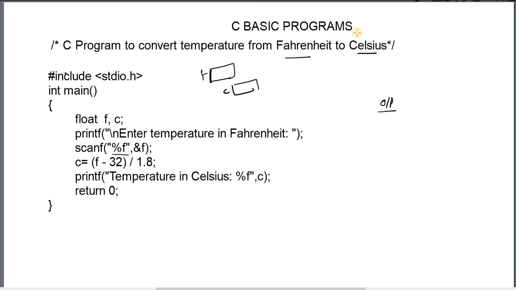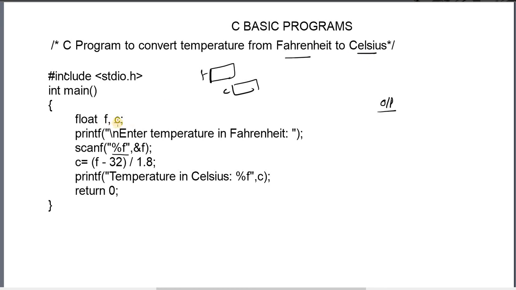C basic programs. Let me explain the code to convert the temperature from Fahrenheit to Celsius. Fahrenheit and Celsius are the units of temperature. Now we have to enter temperature in the form of Fahrenheit. Then by this program we have to convert it into Celsius.